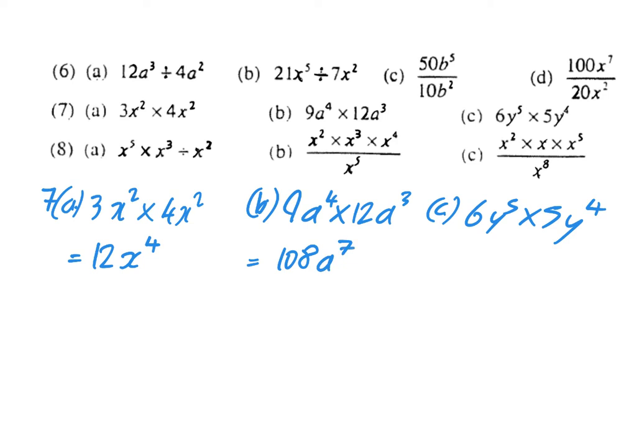For C, you have 6y to the power of 5 times 5y to the power of 4. 6 times 5 is 30. Y to the power of 5 times y to the power of 4, add the powers to give you y to the power of 9. So there's your answers, or solutions, to question 7.